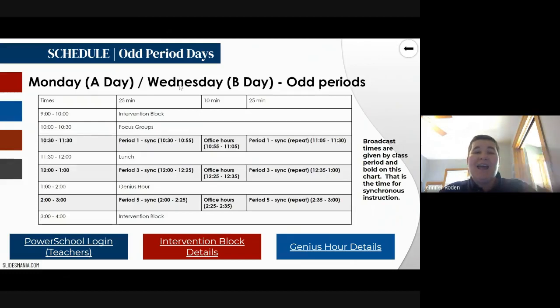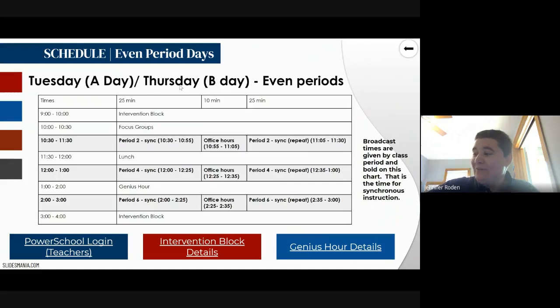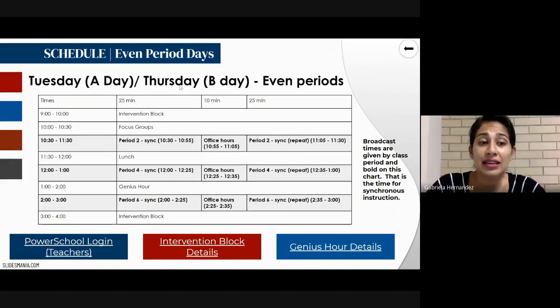Now, Gabby, how are the even period days different? They're really not different, guys. The schedule stays the same. The only thing that changes are what periods you will be broadcasting. So again, Monday and Wednesday are going to be first, third, and fifth. Tuesday and Thursday are going to be second, fourth, and sixth.